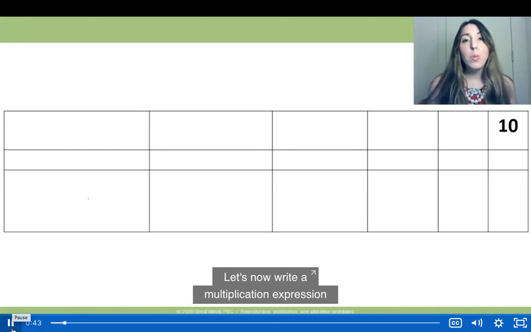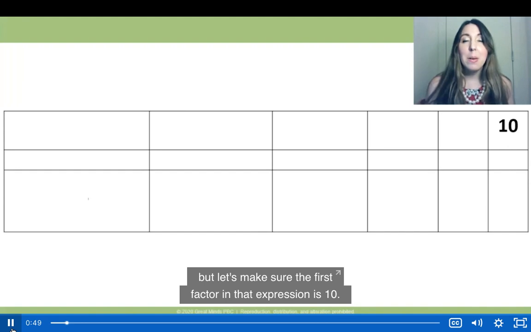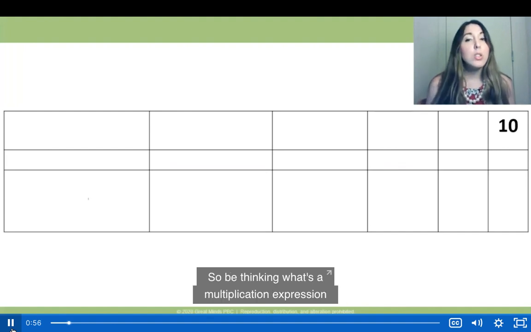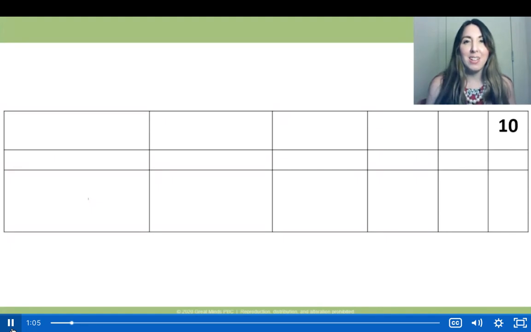Let's now write a multiplication expression that will give us the product of 10. But let's make sure the first factor in that expression is 10. So be thinking, what's a multiplication expression beginning with a factor of 10 that will give us a product of 10? Ten times 1. Great work.